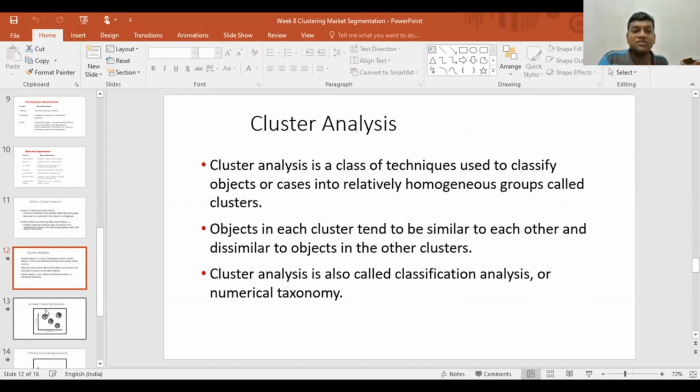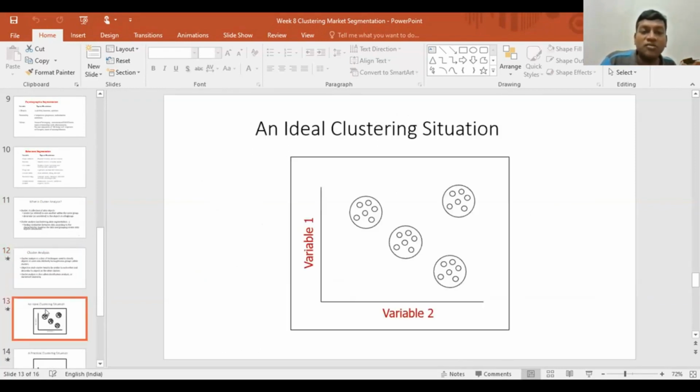Now, there are several techniques used. We are going to be using what is called the k-means method. And this is what Amitabh was talking about. Ideally, your cluster should look like this. You should be able to find neat classifications.